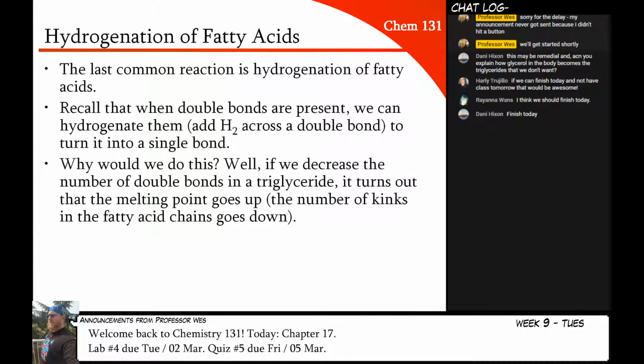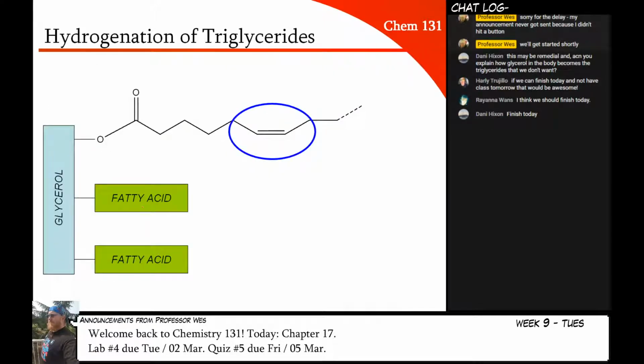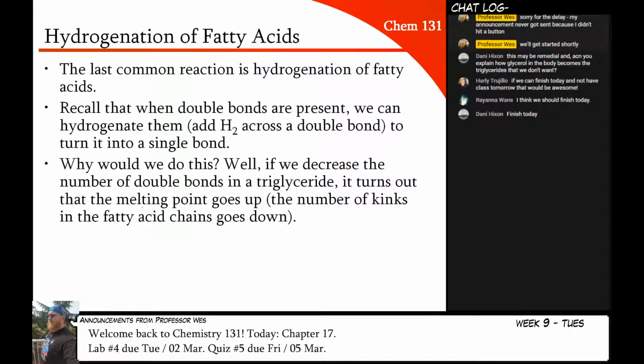Alright, so remember that if you take a fatty acid, I have no idea if this is going to appear when I hit the spacebar. Yeah, there it is right there. Okay, so I won't draw the reaction. If you take a fatty acid that contains double bonds, so any unsaturated fatty acid, and you add hydrogen to it, you will then make it a single bond. And so the overall thing that we care about here is that if I reduce the number of double bonds, the melting point will go up.